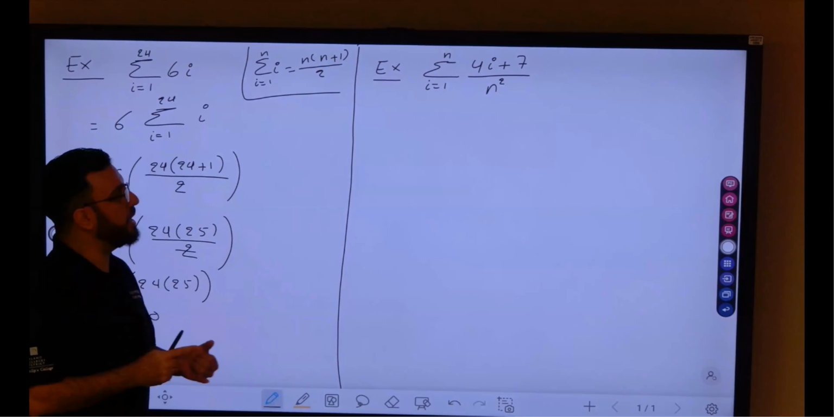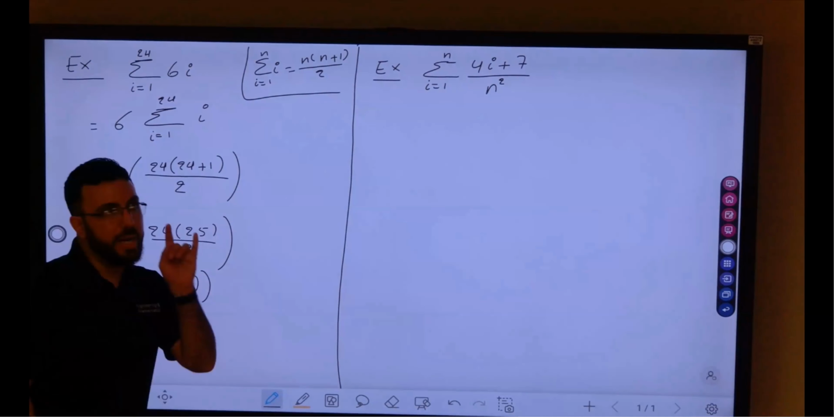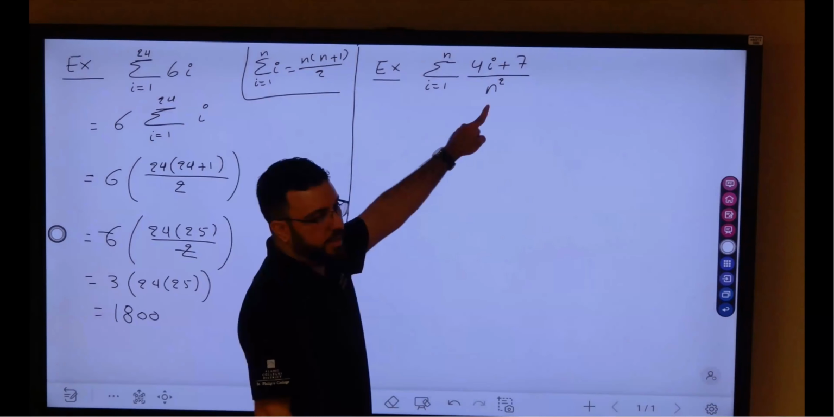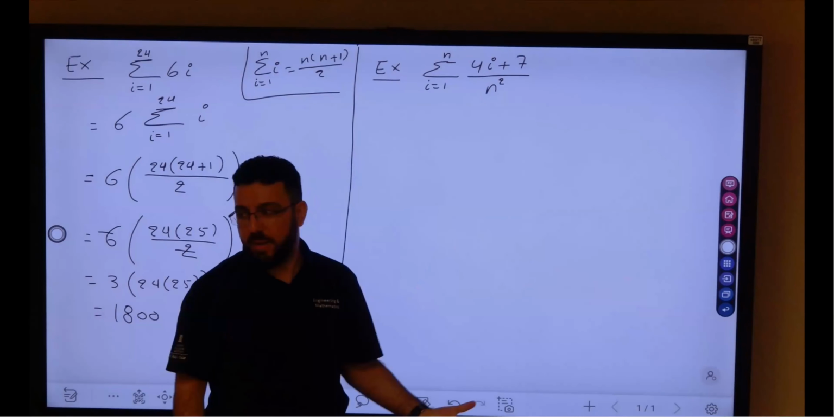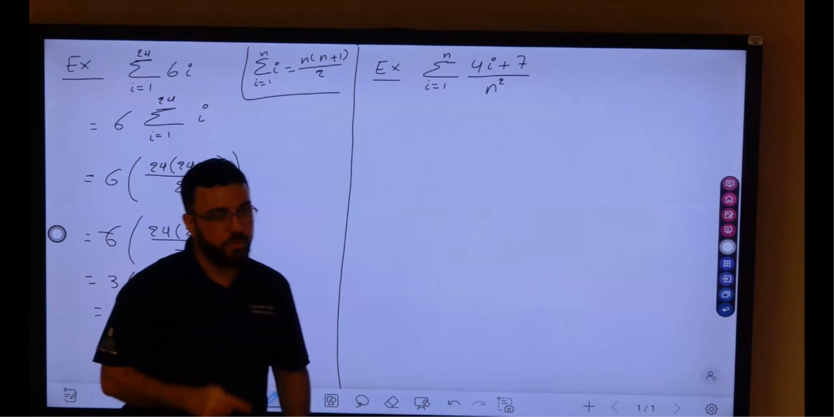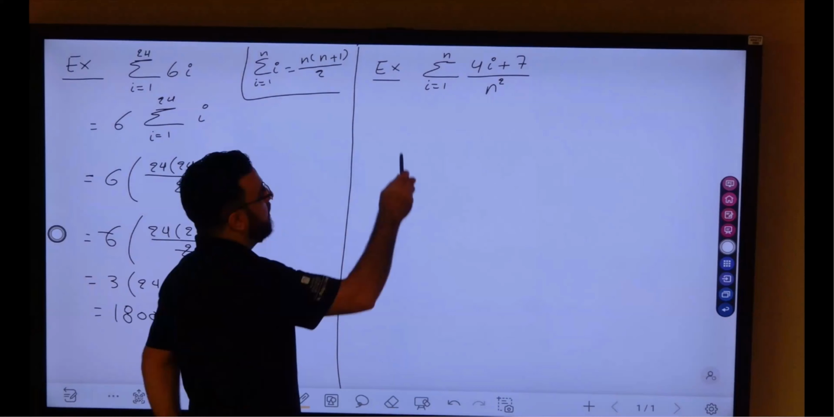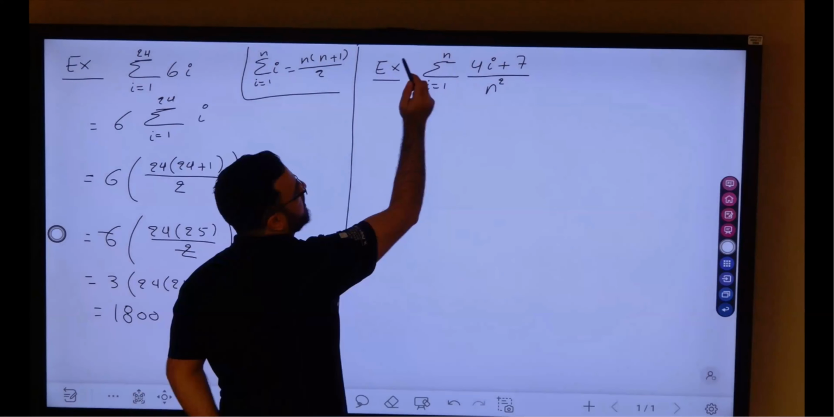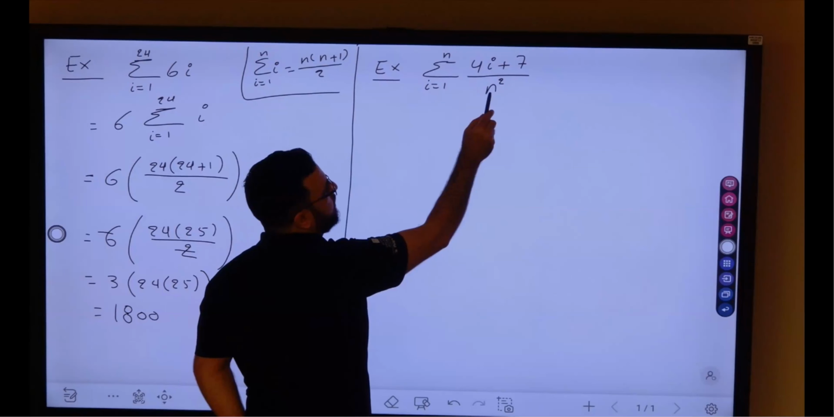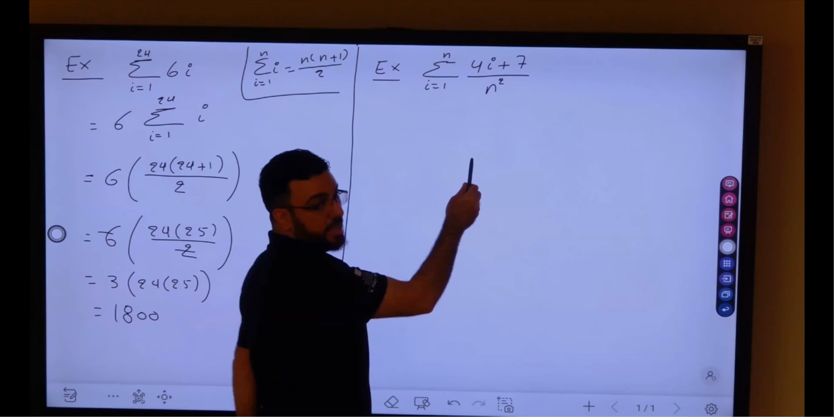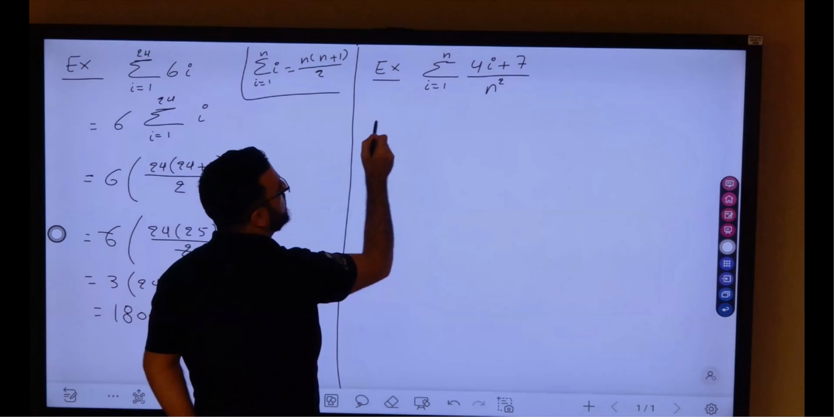You can do anything with the 4, you can do anything with the 7 for now. But 1 over n squared, n squared is the last term, right? So it's a number. Can I take 1 over n squared outside the summation? Because it's a number, right? n is the last term. Like for example, if the last term is 60, then here it's going to be 60 squared, which is still a number. Can I take the number outside the summation? Yes.